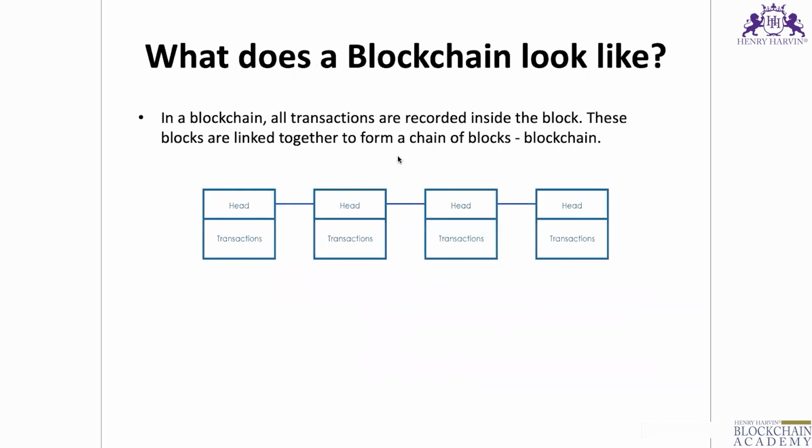This is how the blockchain looks. Blockchain means a chain of blocks. The word itself says it is a chain of blocks. Blockchain simply looks something like this. Here, 1, 2, 3, 4 blocks are there, and these four blocks are linked together, chained to each other to form a blockchain.